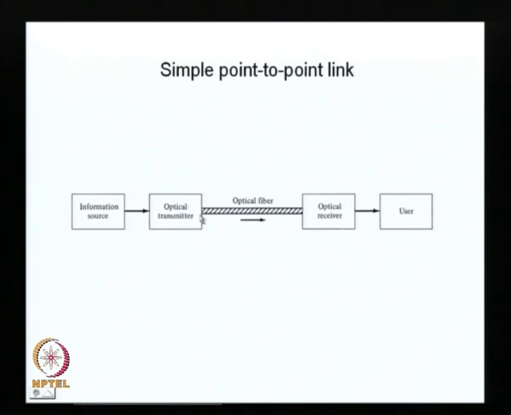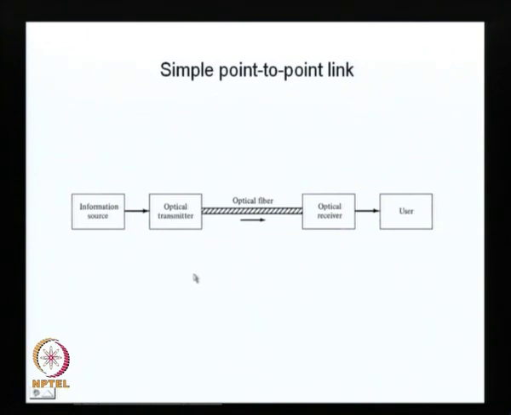Then the optical signal is connected to optical fiber. The signal travels. On the other side, the signal is detected by a photodetector, given to electronic circuits, amplifiers, decision makers, and so on. And then you can generate your information back on the receiver side.